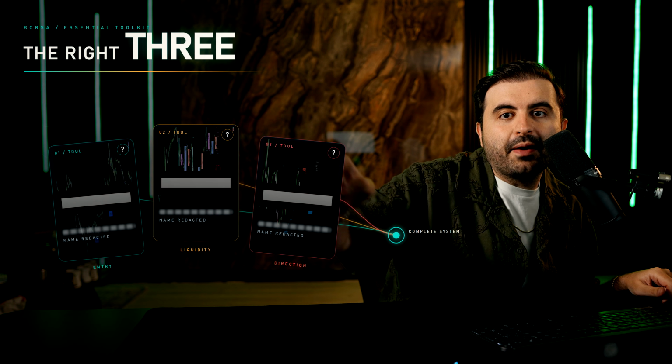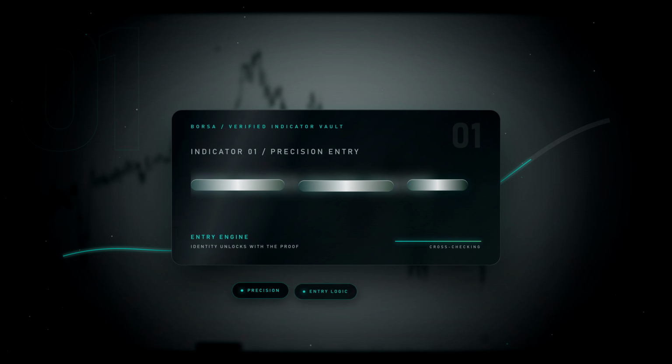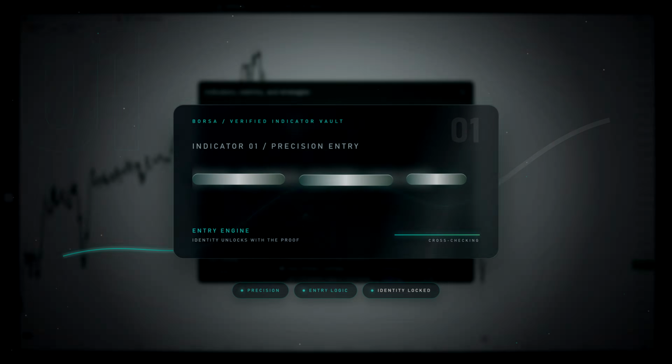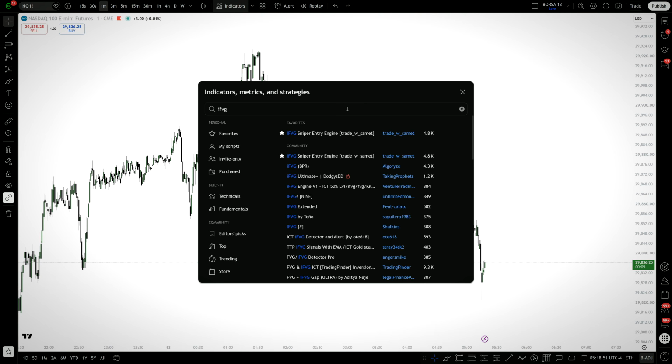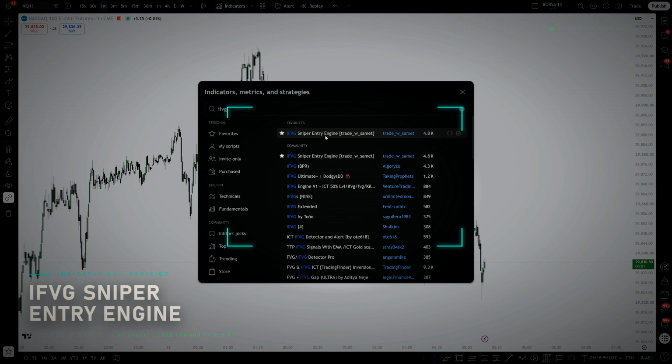Must have 3 ICT indicators and all of them are free to use. For the first indicator, what we're gonna do is go to Indicators tab and you will search for IFG. You will see indicator IFG Sniper Entry Engine. This is from Trade with Summit. It's not from the guy that you have to pay.